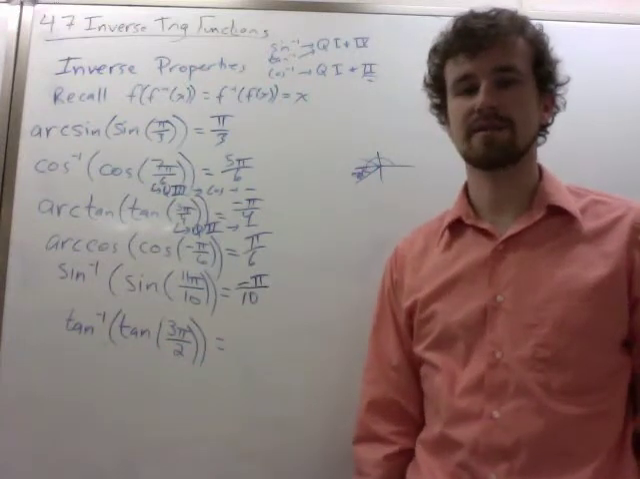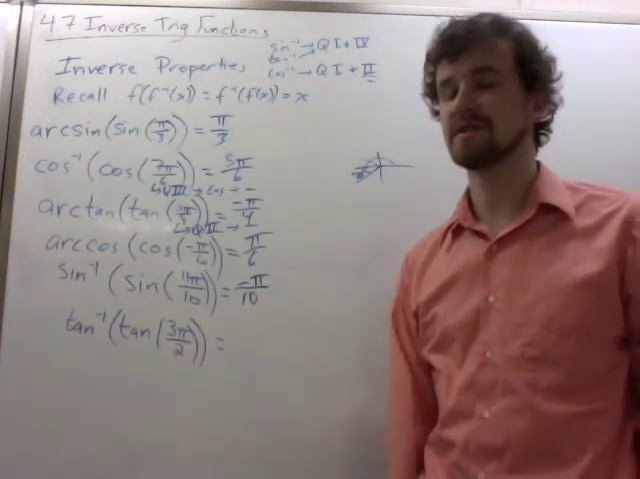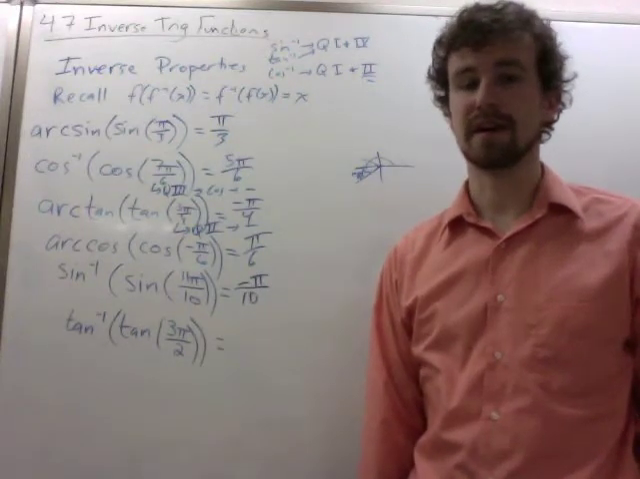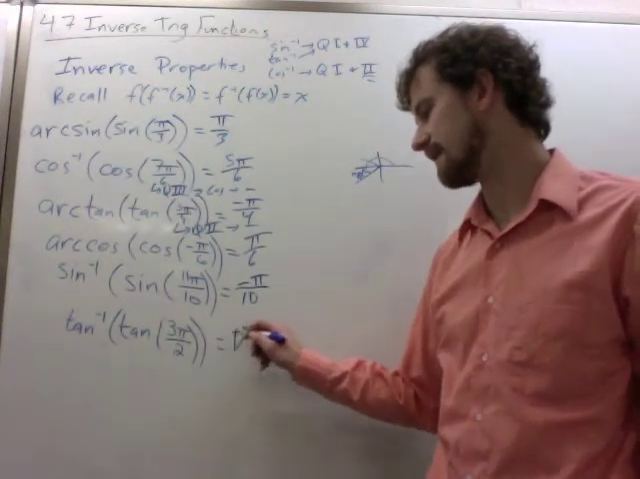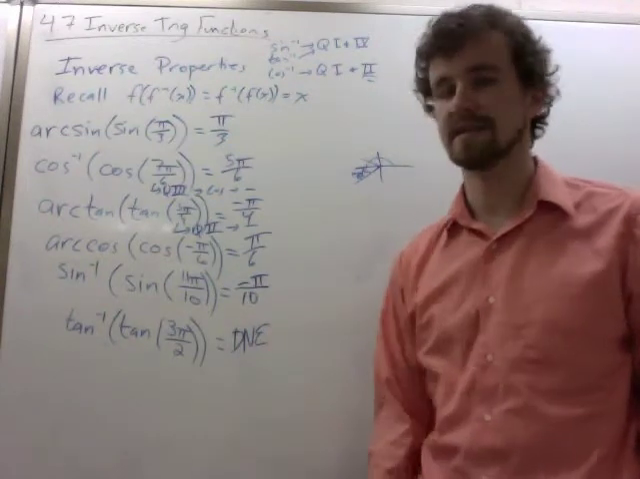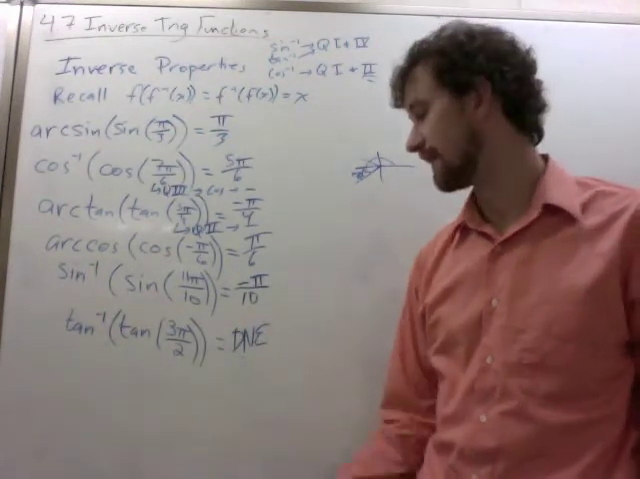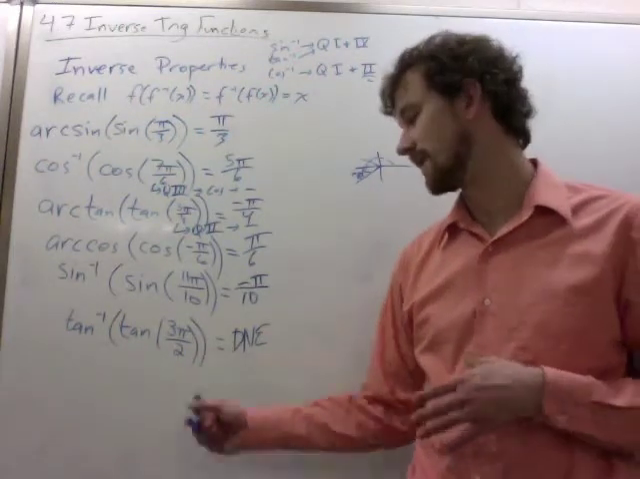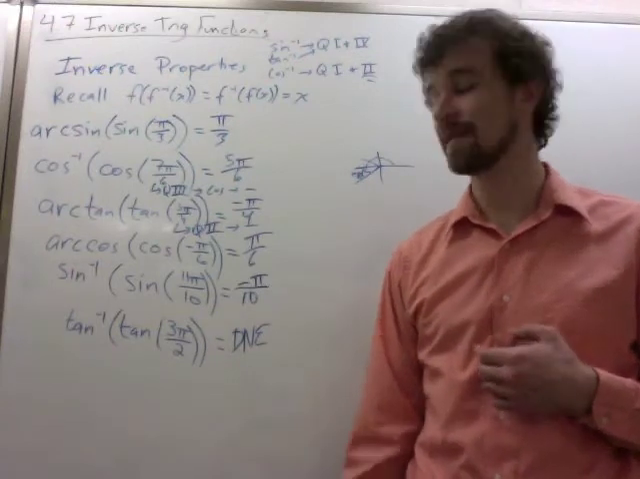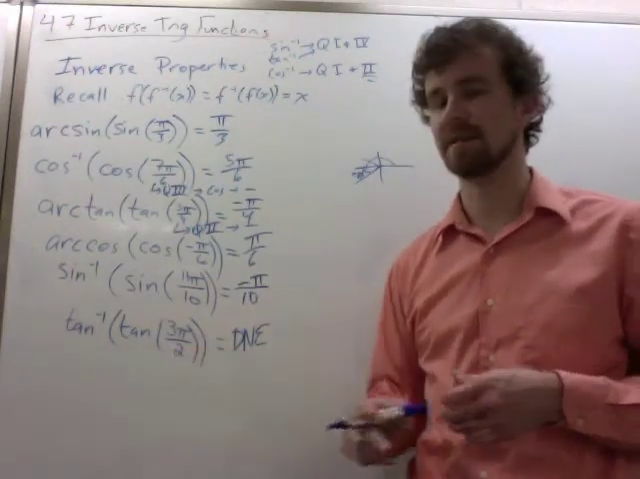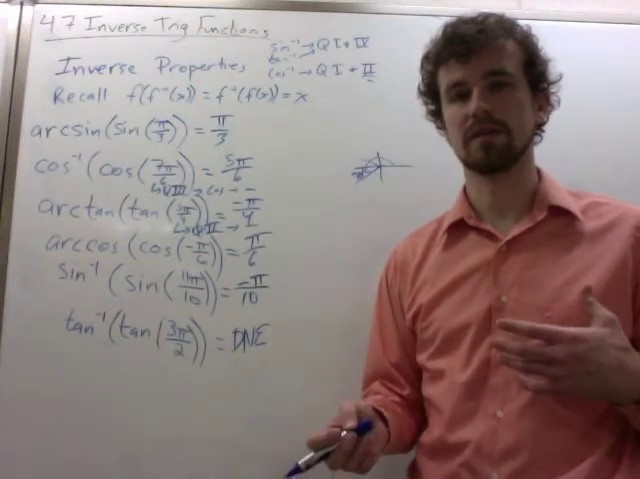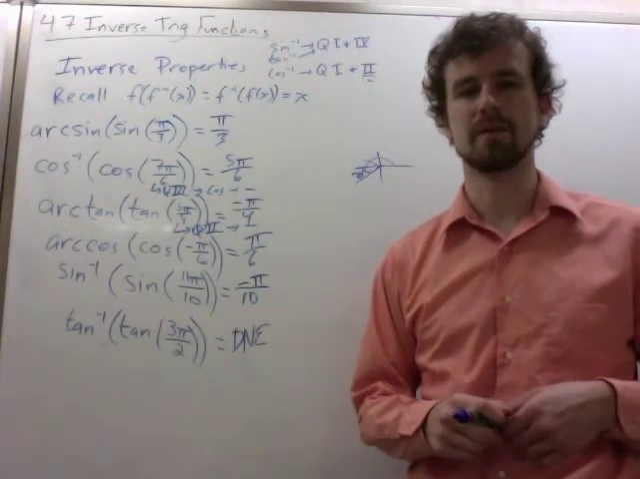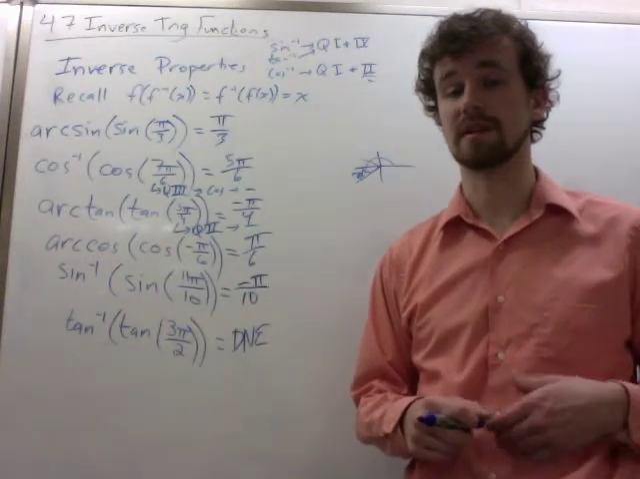Inverse tangent of the tangent of 3 pi over 2. Well, tangent of 3 pi over 2 does not exist. It is undefined. So the inverse tangent of an undefined value does not exist. I threw that last one in there to remind you that there are values where tangent is undefined, so you can't always evaluate that. Even if you could get back an angle that has the same tangent, it doesn't necessarily work out when that tangent value is undefined.